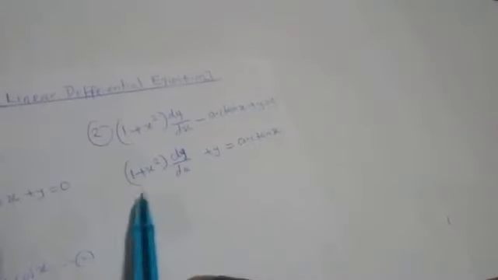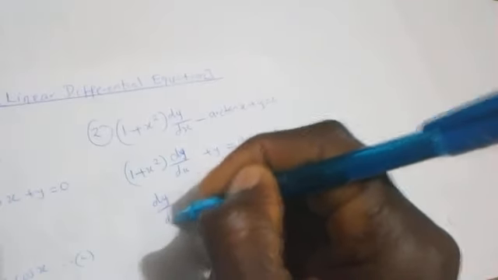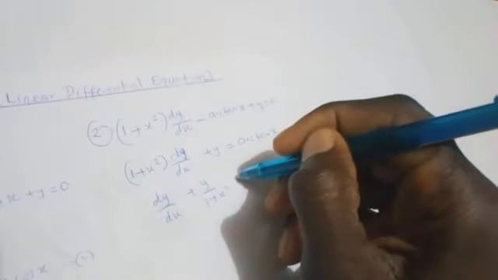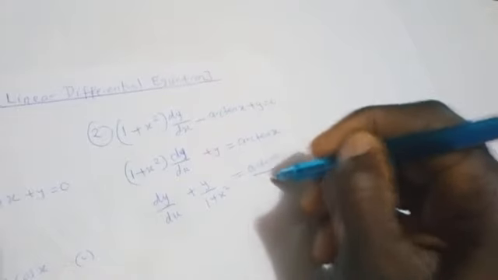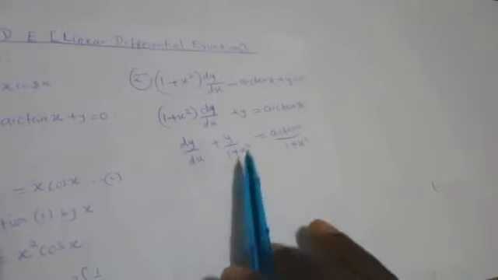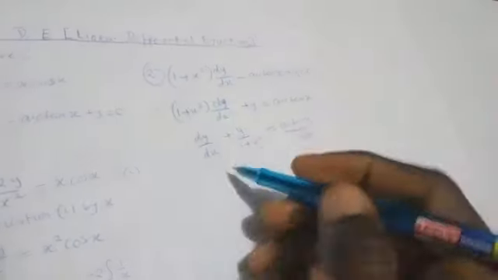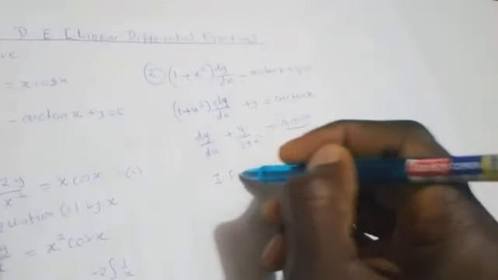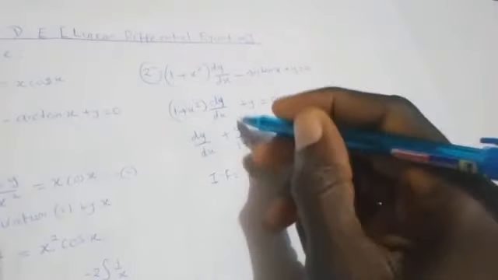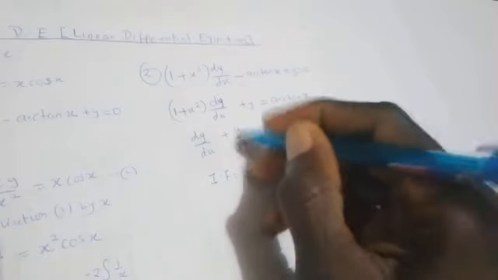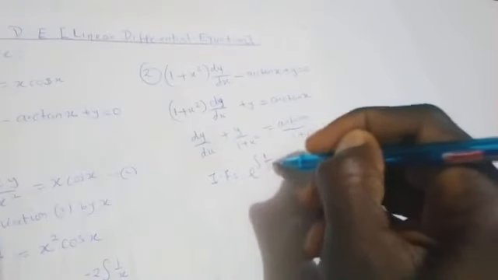Very good. So from here, I can divide all through by 1 plus x squared, so that we have dy/dx plus y over 1 plus x squared equals tan x divided by 1 plus x squared. Now from here, again, you are going to have your integrating factor. Integrating factor IF this time around is exponential to the integral of what? 1 over 1 plus x squared. That is what you have now.